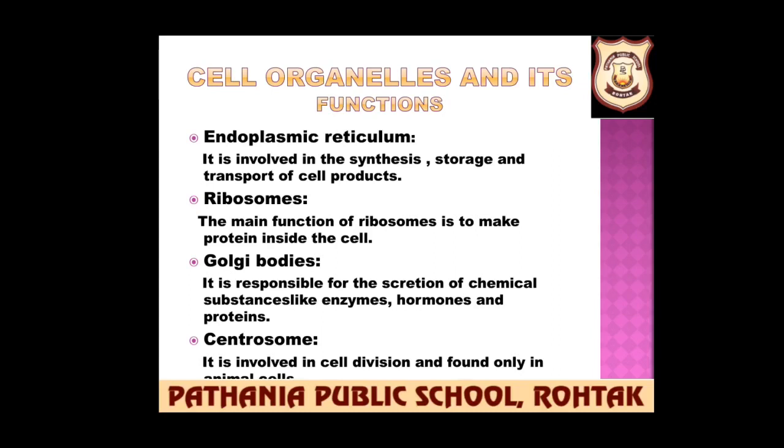Now moving on to the ribosomes. These are small granular structures which are scattered in the cytoplasm. These are the sites of protein synthesis. Now Golgi bodies. These are made up of tubules and vesicles and are responsible for the secretion of chemical substances like enzymes, hormones and proteins. Now moving on to the centrosome. It is located near the nucleus. I have already told you that it is involved in cell division and it is found only in animal cells, not in plant cells.